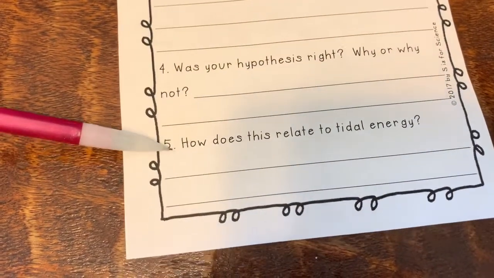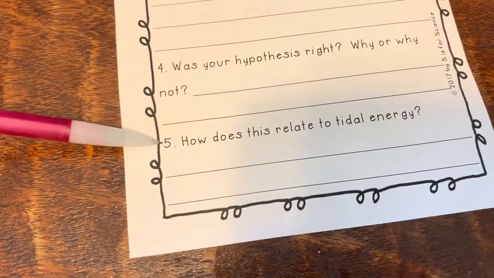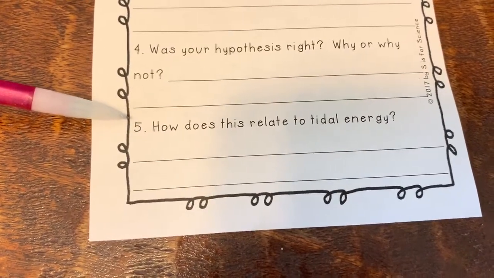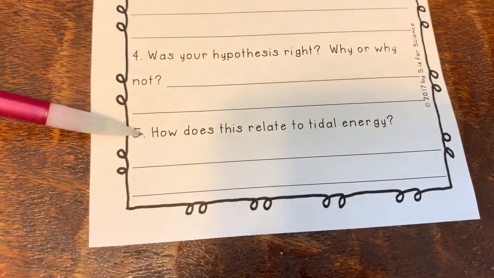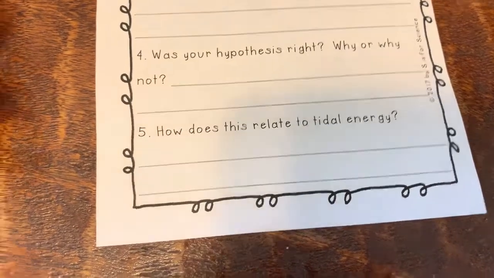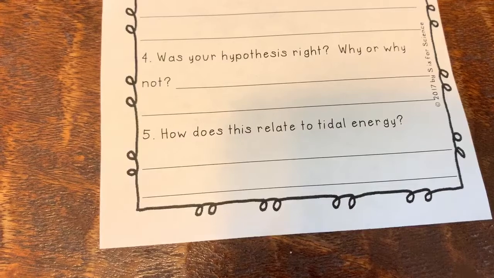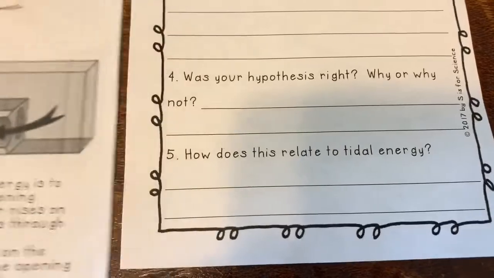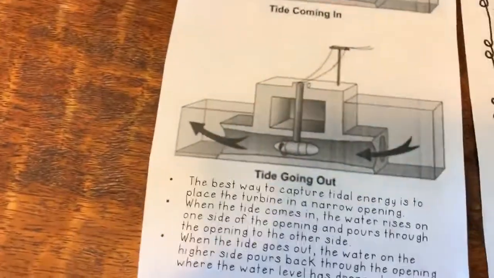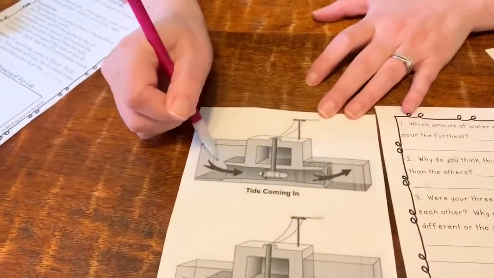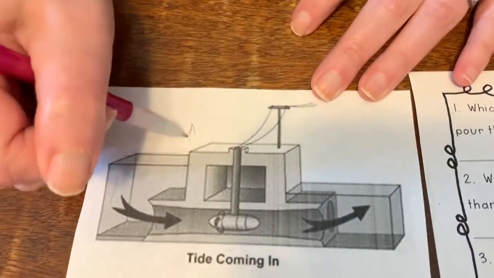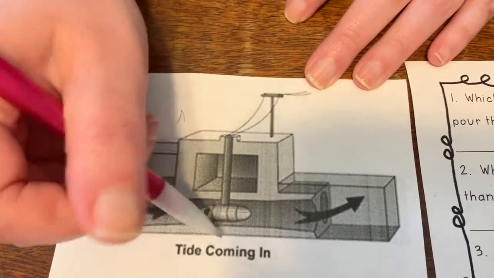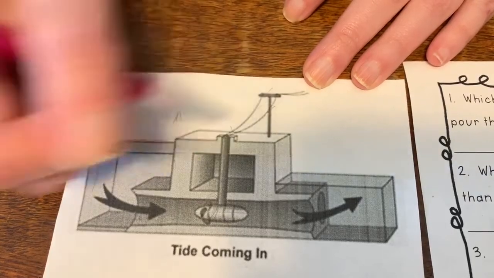Okay. Number 5, how does this relate to tidal energy? Go ahead and pause the program to answer this question. Okay, so if we go back to this, we know that the high tide right here pours through here, and the higher the tide is, the faster it's going to pour through here, the more this is going to spin, and the more electricity it's going to create, okay?